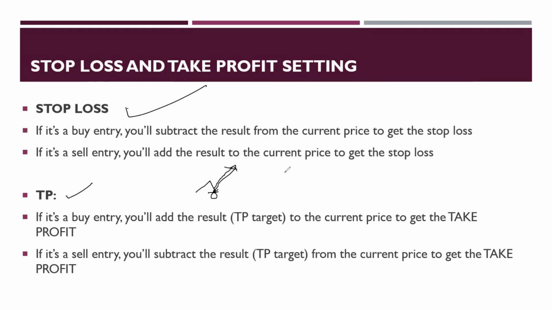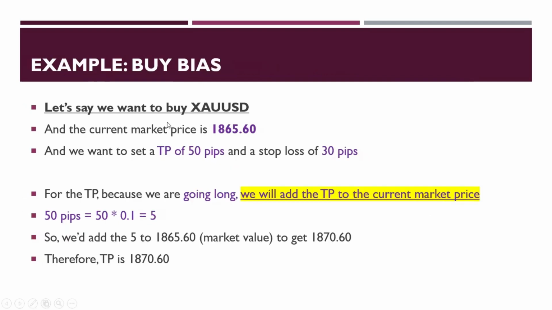Then if it's a sell entry, for instance something like this, you want to sell from this point, then for a sell trade the TP is set below, so you are going to subtract the result from the current market price in order to get the TP. This is very, very basic in Forex. I'm intentionally teaching that so that we all are on the same page. So let's see an example.